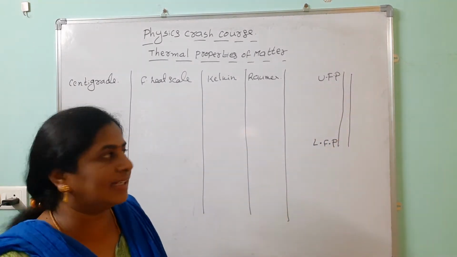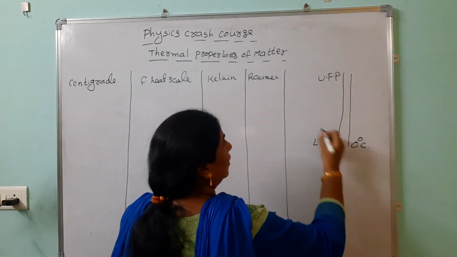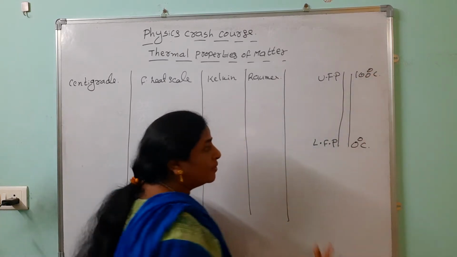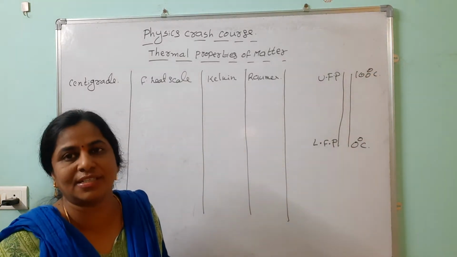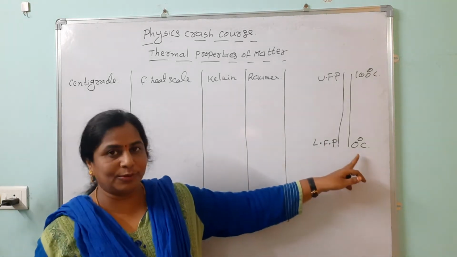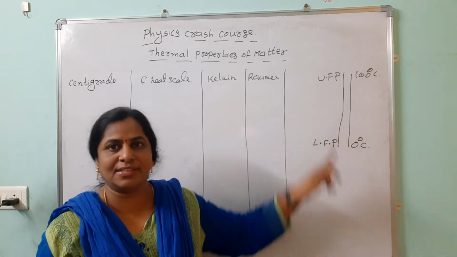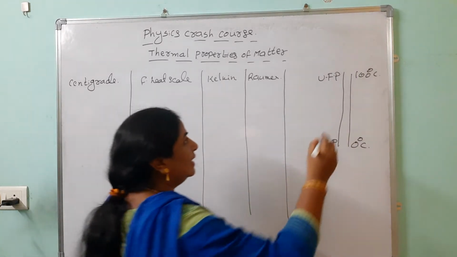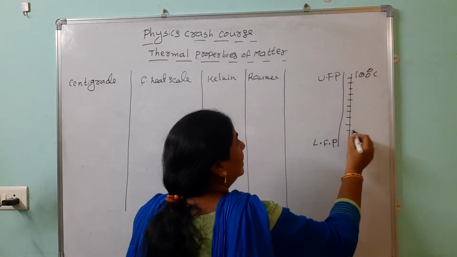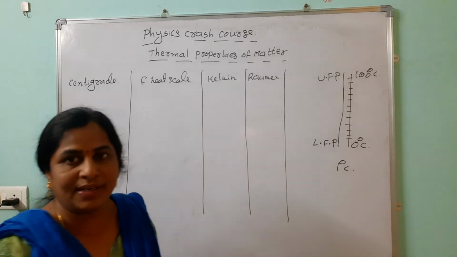Generally for the centigrade scale, they have taken 0 degrees centigrade as the freezing point of ice and 100 degrees centigrade as the boiling point of water. If the question is what the lower and upper fixed points are in the centigrade scale, you can immediately answer: the lower fixed point is 0 degree centigrade and the upper fixed point is 100 degree centigrade. Now how many divisions are there? We divide this scale into 100 divisions. Each division carries 1 degree centigrade.